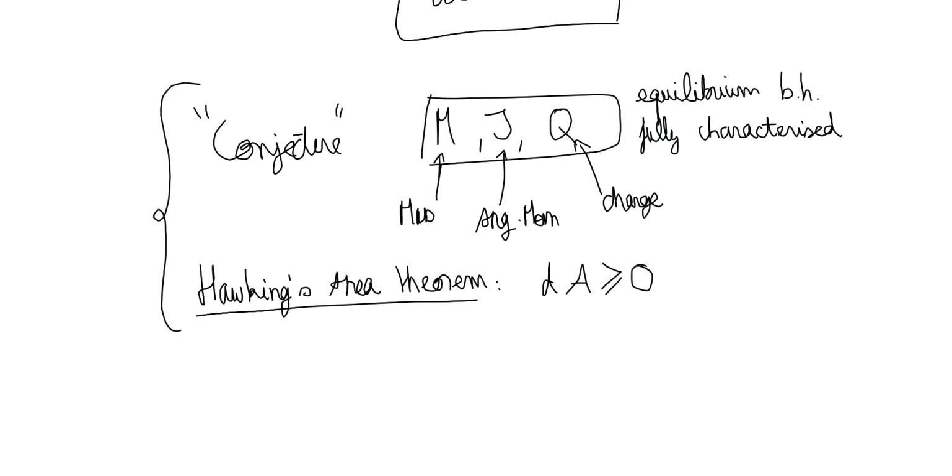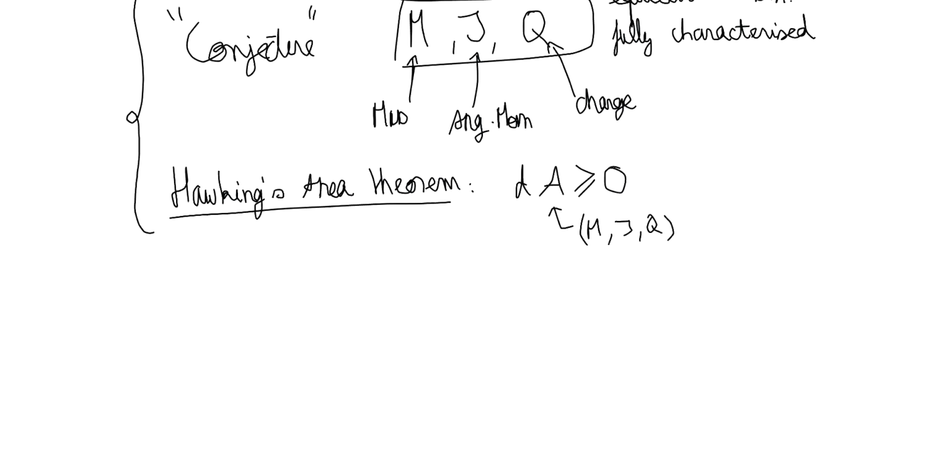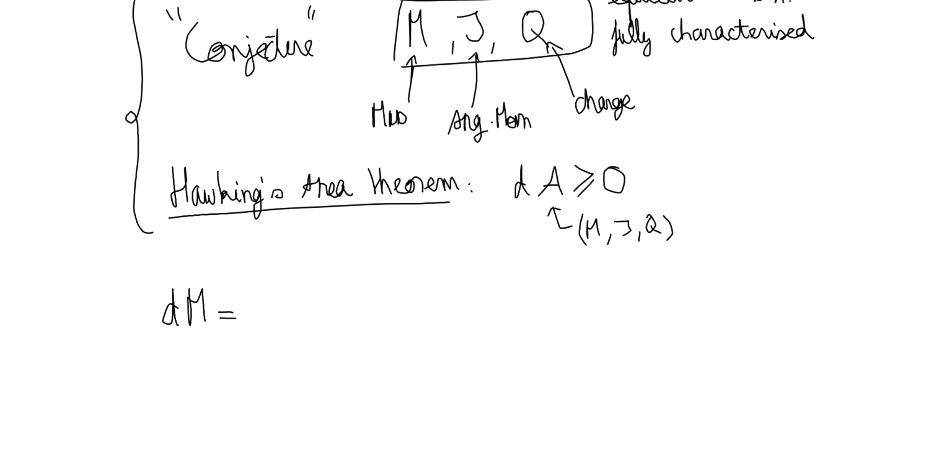The area, of course, is a function that depends on mass, angular momentum, and charge, because those are the only degrees of freedom we have. And this leads to the first law of black hole thermodynamics, which shows that a differential of mass must be equal to a differential in area plus a differential in angular momentum plus a differential in charge.